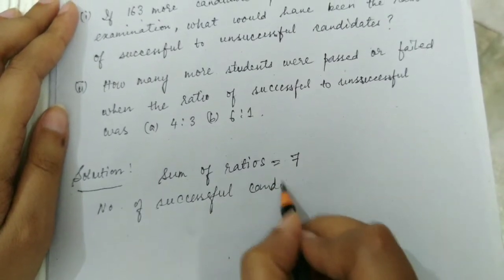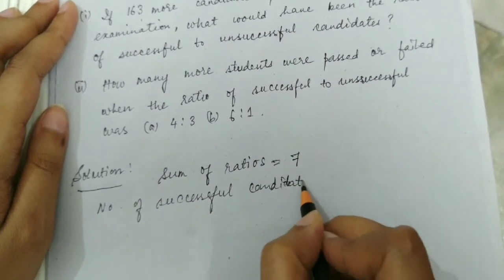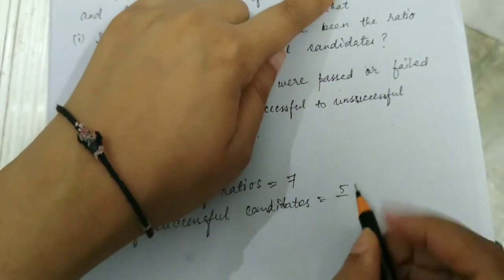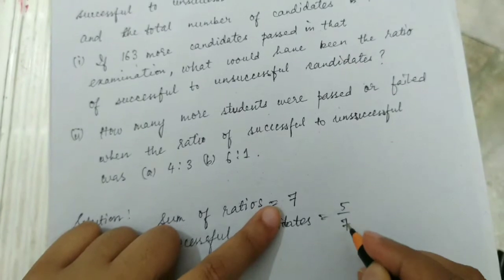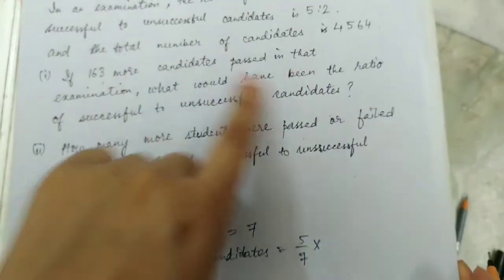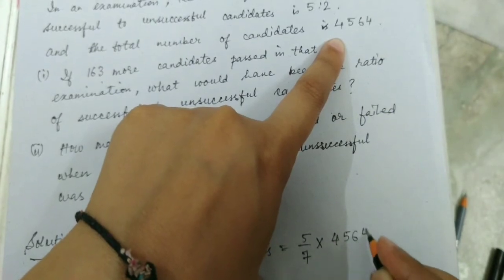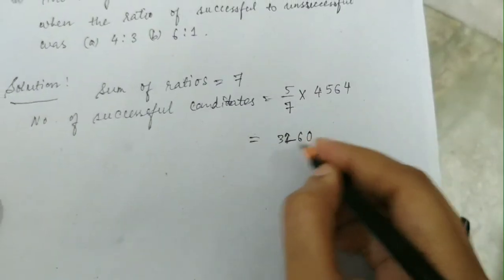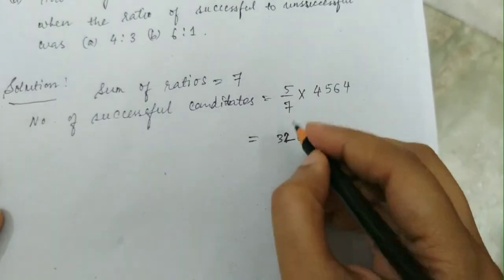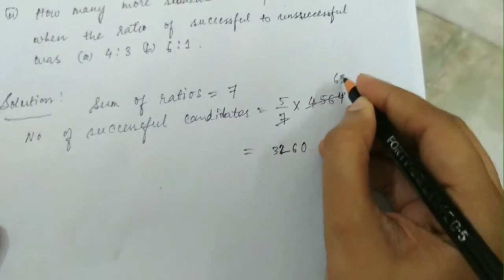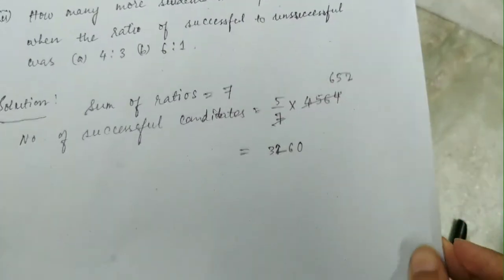is, how to find this? 5 is the part of successful candidates, divided by the sum of ratios, that is 7, into the total number of candidates. What is the total number of candidates? 4,564. And this equals 3,260. That is, 7 cuts this one by 652 and this gives 3,260.